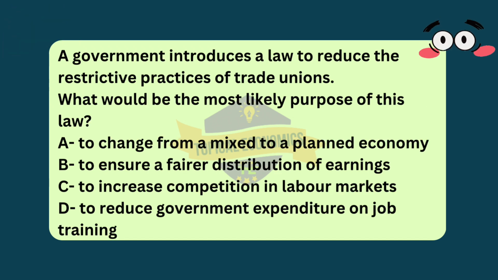Moving to question 20. A government introduces a law to reduce the restrictive practices of trade unions. What would be the most likely purpose of this law? A. To change from a mixed to a planned economy. B. To ensure a fairer distribution of earnings. C. To increase competition in labor markets. D. To reduce government expenditure on job training. Reference, 2016 May-June version 2.